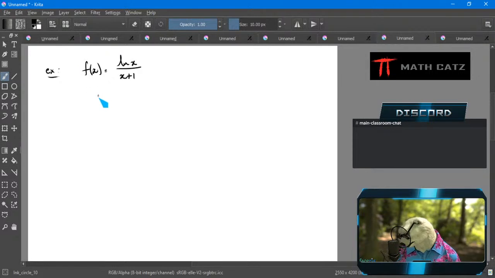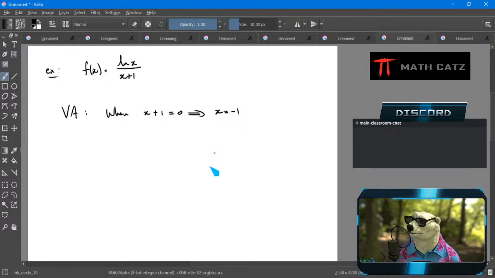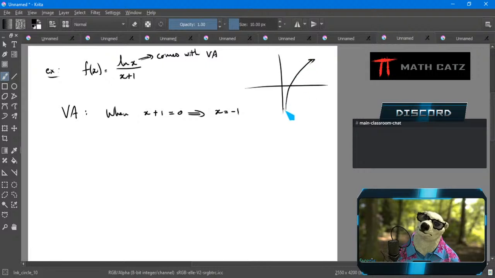Okay, so vertical asymptote question. Well, that's going to happen when x plus 1 equals 0 because that's the denominator. So that is going to be when x equals negative 1. But this one is a different type. It has a log component, and the log component itself comes with a vertical asymptote. Remember what the log looks like? It comes with a vertical asymptote at 0. So I have, not y equals 0, goof, vertical asymptote.